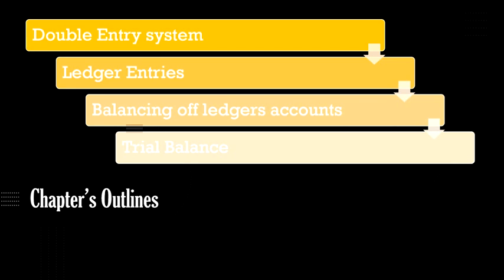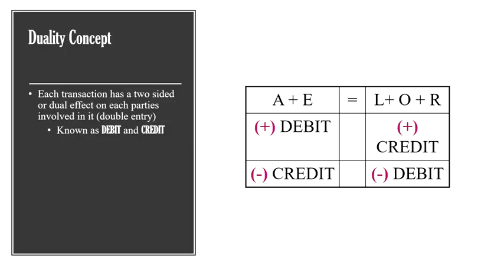So the first one, we're going to see the double entry system. What is the double entry system? And then next we're going to learn about the ledger entry, how to make the ledger entries. Third, we're going to learn about the balancing of ledger accounts. And last but not least is the trial balance. Okay, so let's take a look at the first subtopic, that is the duality concept.